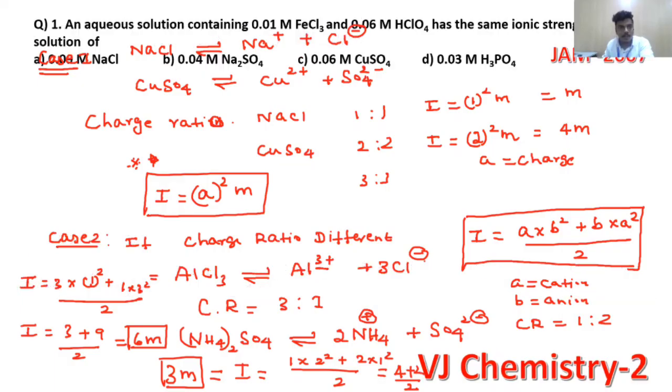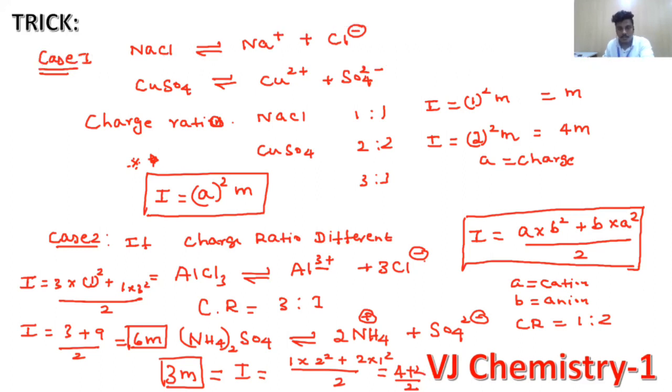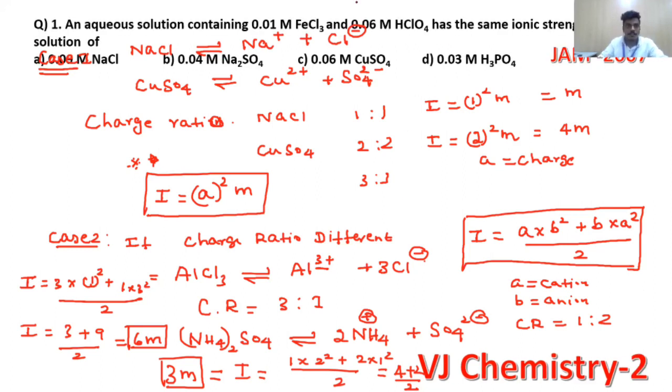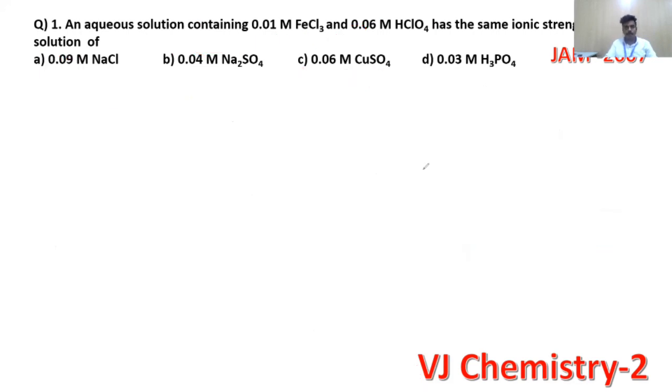Okay. This is the first question, right? You see the first question. Now see. Okay, what is the first question? In aqueous solution, the solution containing 0.01 m FeCl3 and 0.06 m KClO4 as an ionic strength of solution.